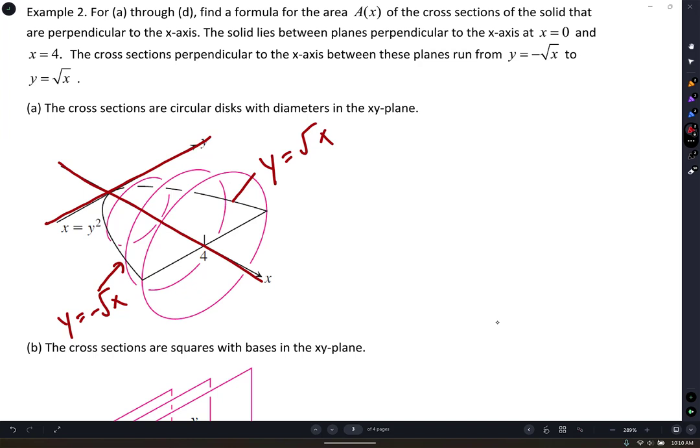Are we still okay? I need the area formula for one of these cross sections. What's the disk? A disk is a circle. And what's the area of a circle? Pi r squared. So pi times the radius. The radius is the distance from the x-axis to that curve. So what is that distance? Square root of x.